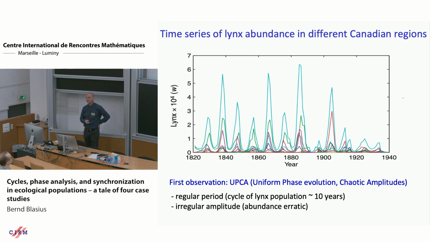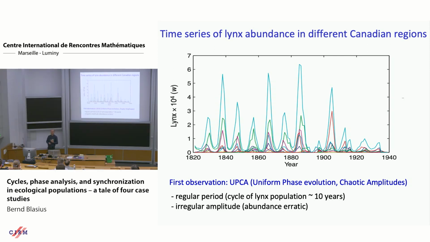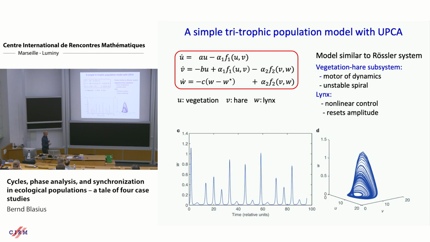And so the first thing we wanted to analyze is a model which can reproduce this. We wanted to have a chaotic model, so we needed three trophic levels. We needed 3 state variables: vegetation, hare, and the lynx.